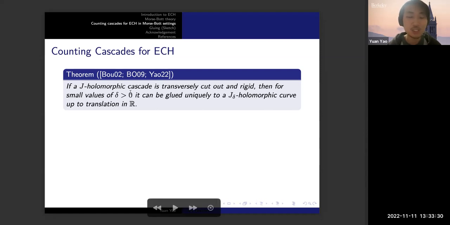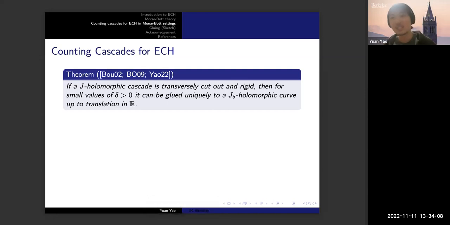And then there was Bourgeois and Oancea's gluing theorem for cascades for symplectic homology. The version I'm stating below is in this year's preprint, and it uses very different gluing techniques, and it's like 100 pages of gluing. So if you have a J-holomorphic cascade, I don't have to worry about genus, I don't have to worry about ECH index, but as long as it's transverse and rigid, then after a small enough perturbation delta, it can be glued uniquely to a J delta holomorphic curve up to translation in the symplectization direction.